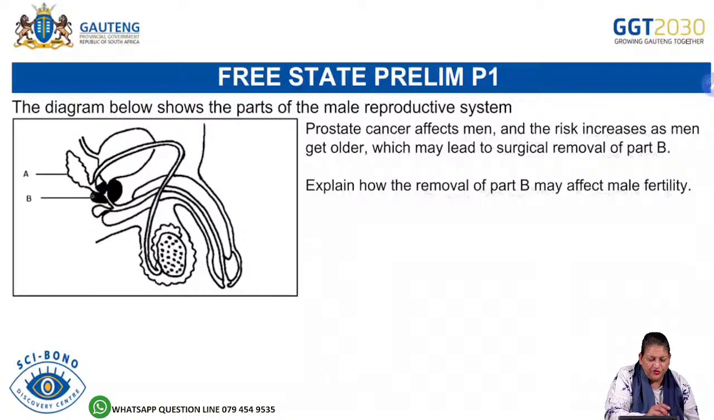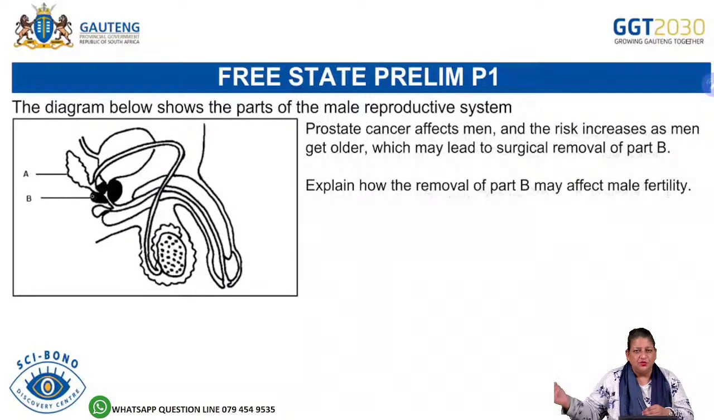So if you remove the prostate gland, ask yourself, what is the function of the prostate? The prostate gland secretes an alkali fluid to neutralize the acidity in the vagina. Therefore, if it is removed, the acidity will not be neutralized, and this will denature or kill the sperm cells and lead to male infertility. You see, it's going to lead to what? Not male fertility, male infertility.